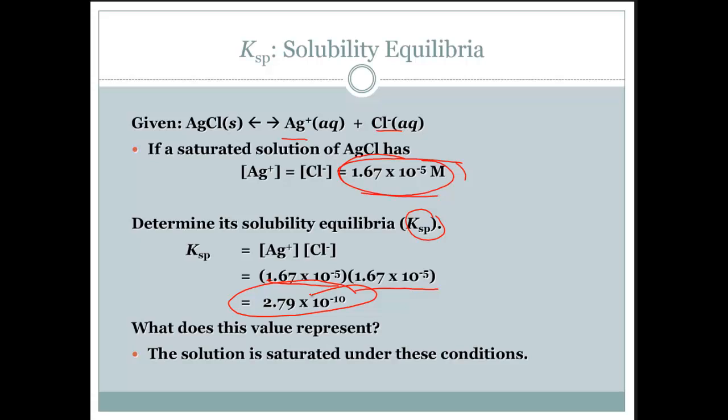So what does this value represent? The solution is saturated under these conditions. So as long as you have this amount of molarity, then that is going to dissolve. Anything above that is not going to dissolve. It's going to fall out of solution. And that is KSP and a review of solubility.